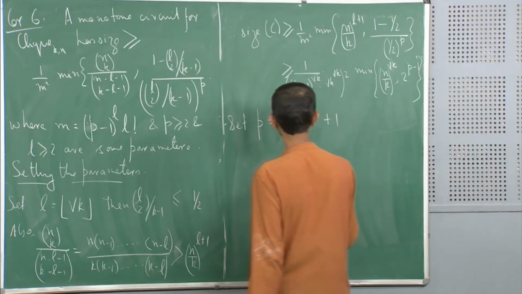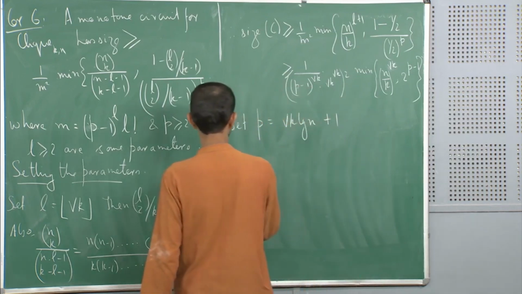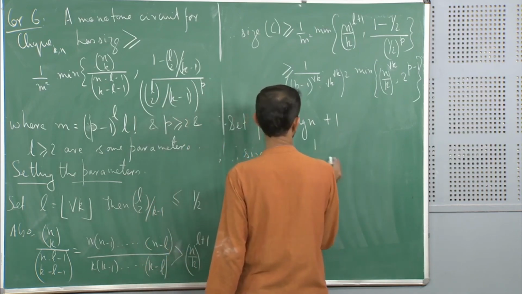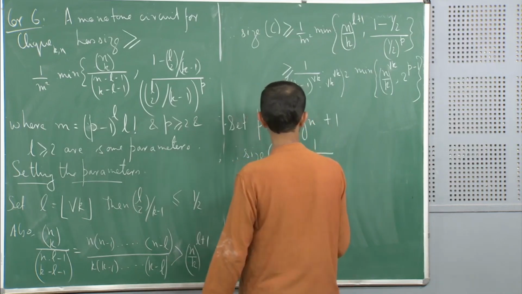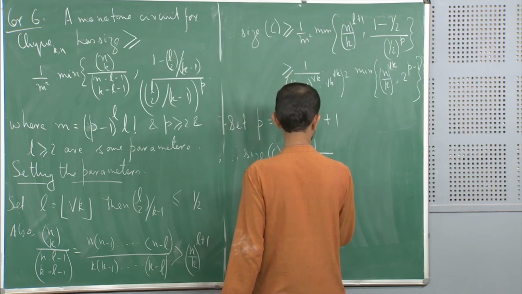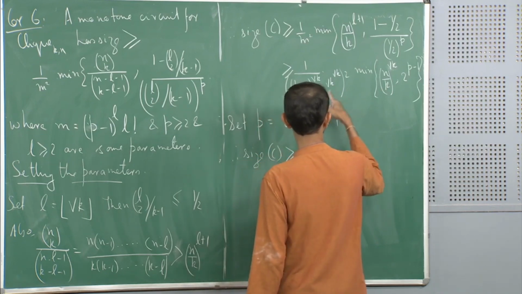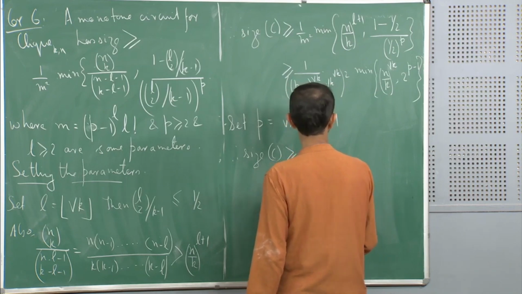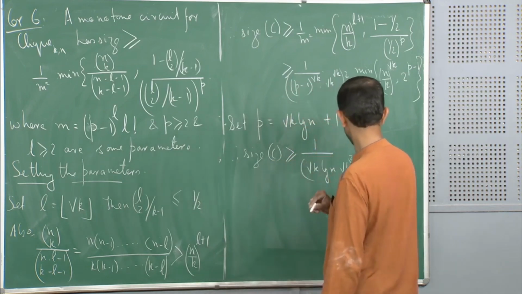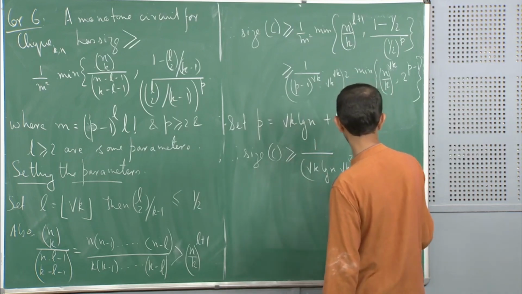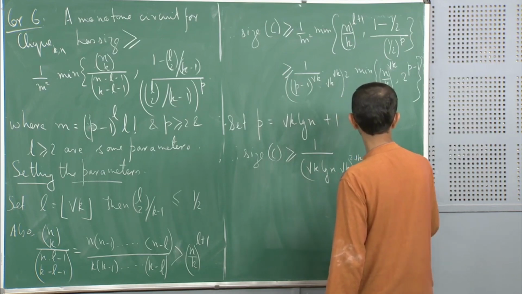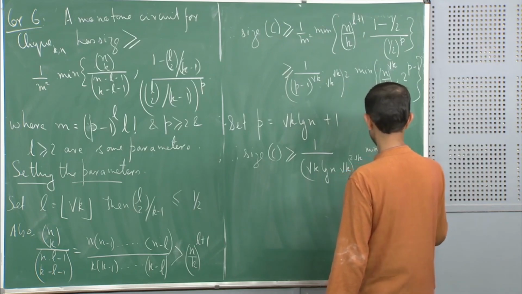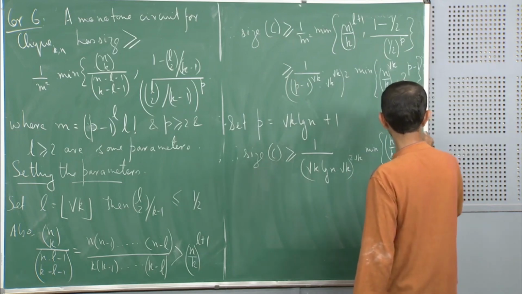Root k log n plus 1. Okay. So again, size of C is at least 1 over... so p minus 1 is root k log n, into another root k, whole to the power 2 root k, k log n actually, times minimum of n by k to the power root k, and this will be n to the power root k.